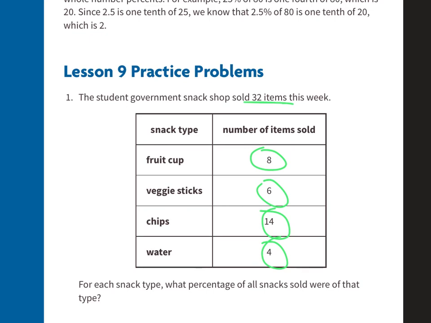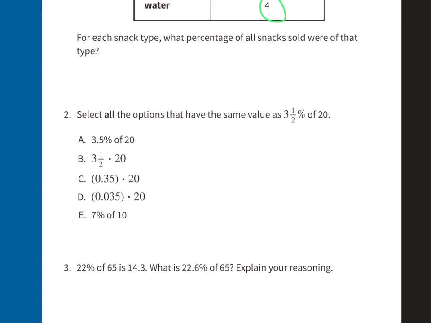Question number 2, select all of the options that have the same value as 3.5%. Well, 3.5% can also be written as 3.5% of 20, so there's one. We can turn 3.5% into a decimal, so move it over twice, 0.035 times 20. And maybe there's one more. We'll see. All right, remember, if you have any questions, let me know.